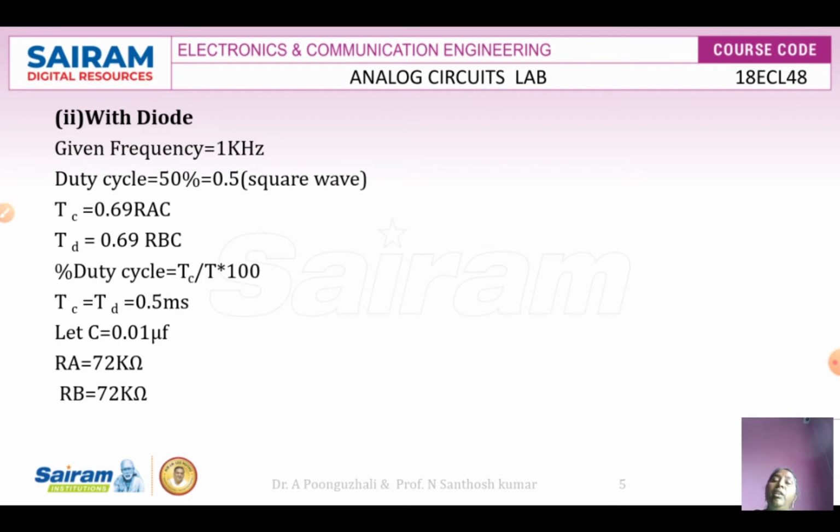Next, with diode: if I use a diode across one resistor, then I will get a duty cycle of 50%. Here the given frequency is 1 kHz. TC is equivalent to 0.69 RA into C, so RB is not there during the charging period. TD is equivalent to 0.69 RB into C. The percentage duty cycle is TC by T into 100. TC is equal to TD, which is 0.5 milliseconds. C is 0.01 microfarad. If I substitute here, I will get the value to be 72 kilo ohms.